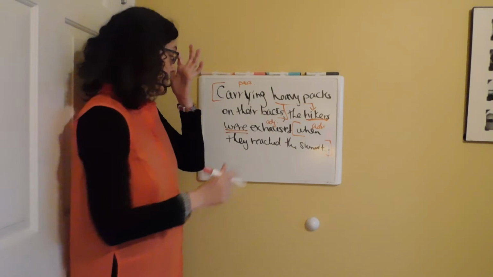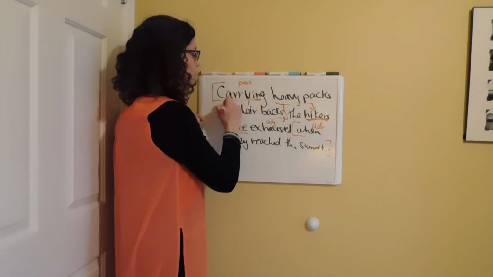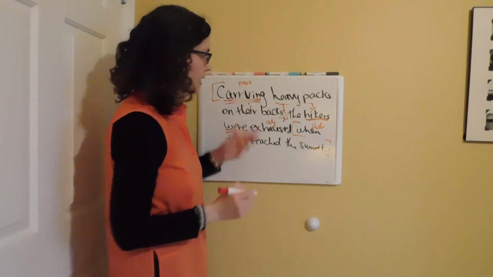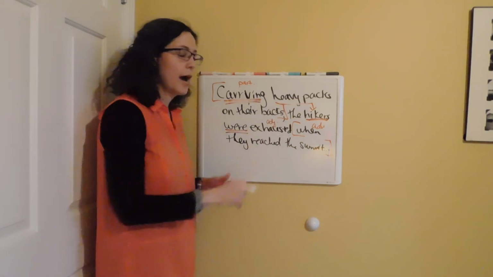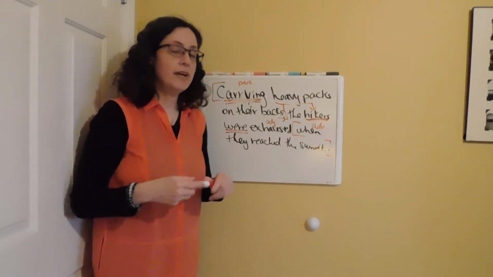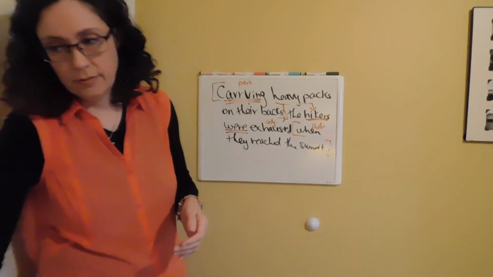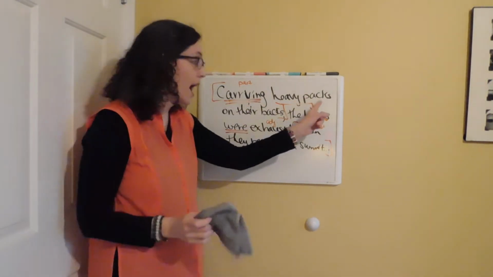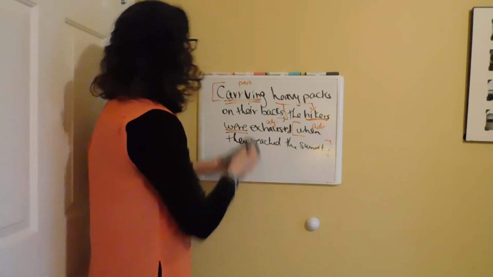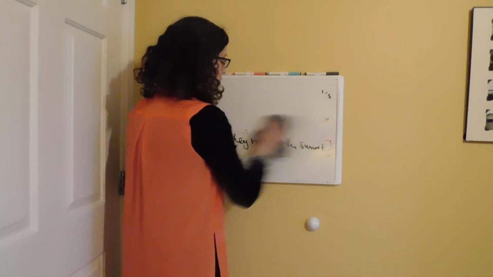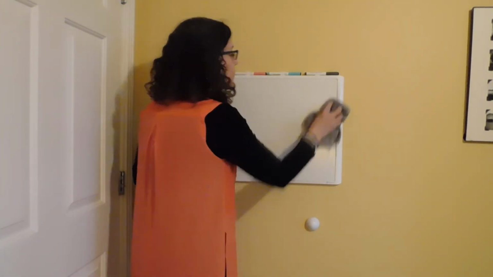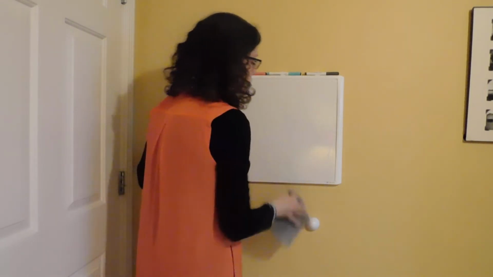Alright. So here's the verb of the participle here. Carrying. What were they carrying? Heavy packs. Alright, so if you have to ask the word what, you've got a direct object. What were they carrying? Packs. Keep that in mind while I'm erasing, because it's going to play a role in what this diagram looks like.